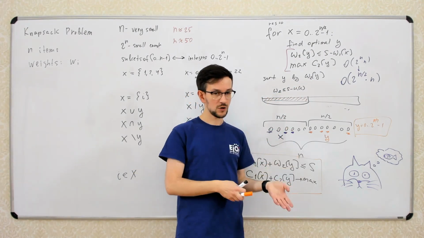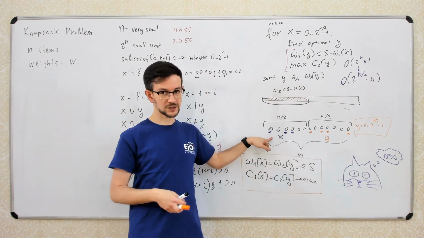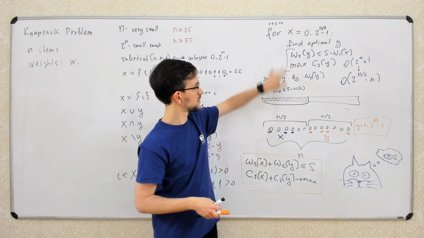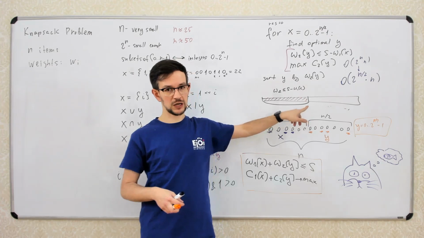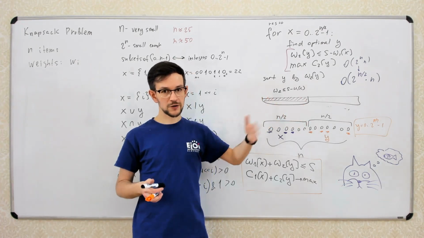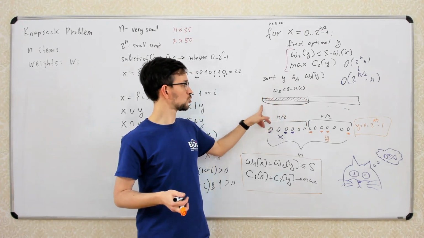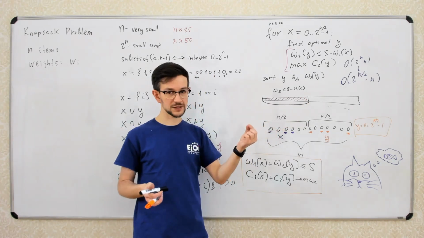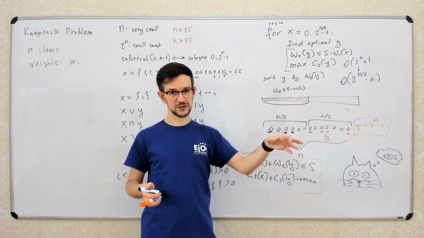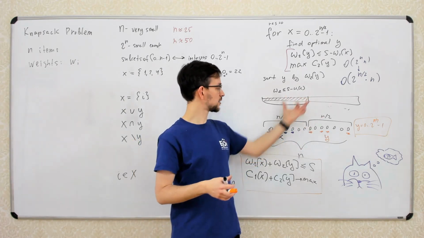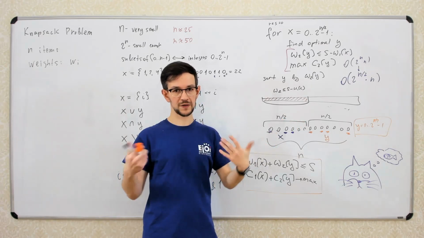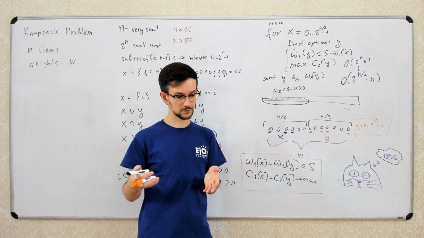And now you iterate over all possible values of x. And for each x, you can find this prefix of the second array just by binary search. So in this prefix, you have all valid subsets of the right half of the array. Such subsets which you can add to your subset x, so that the total sum will be no more than s.